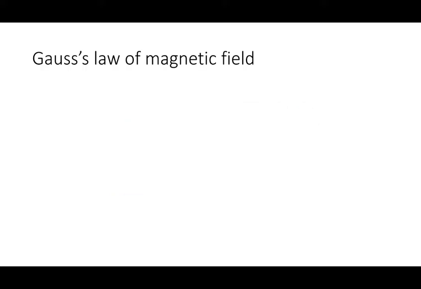So this leads us to what's called Gauss's law for magnetic field, where it relates the net flux of the magnetic field through a Gaussian surface, and that's always equal to 0.